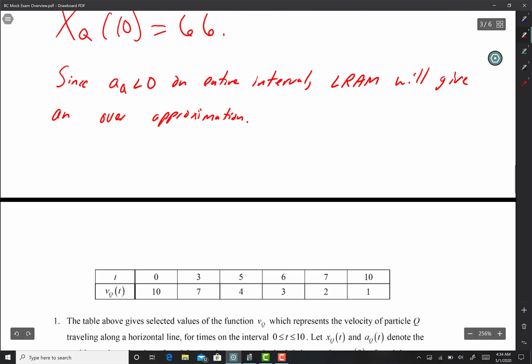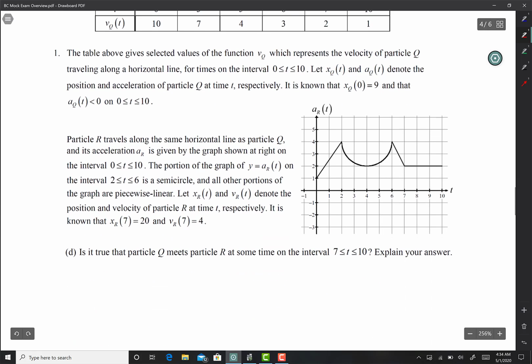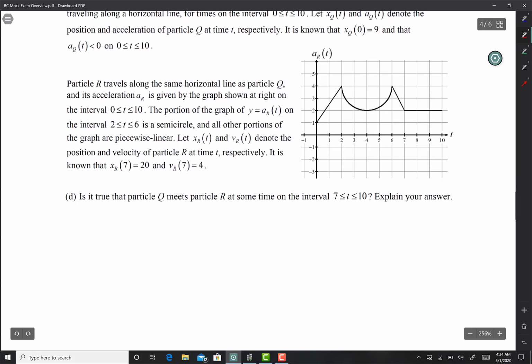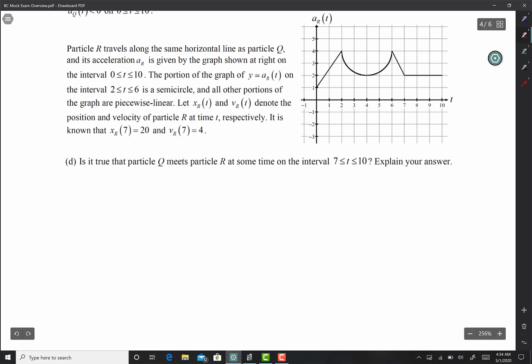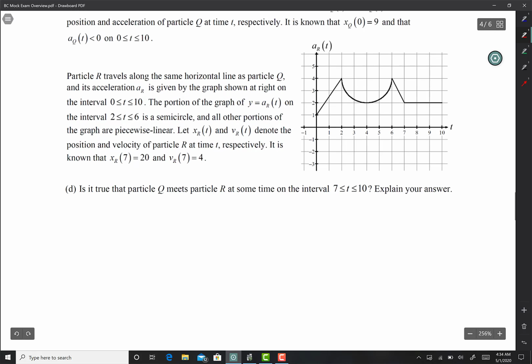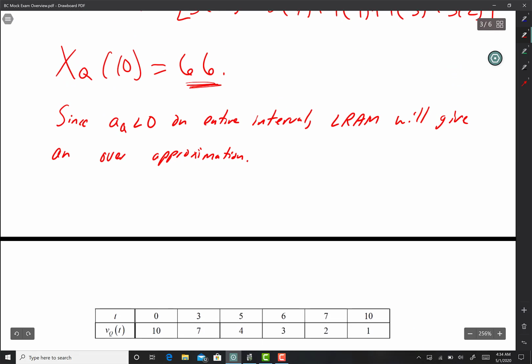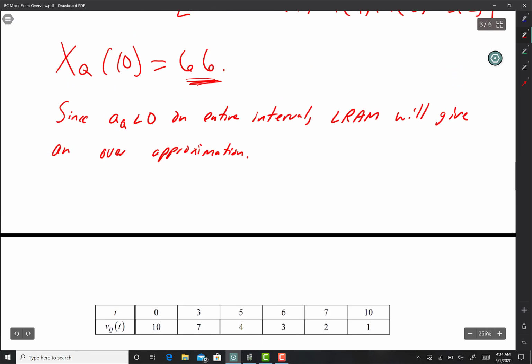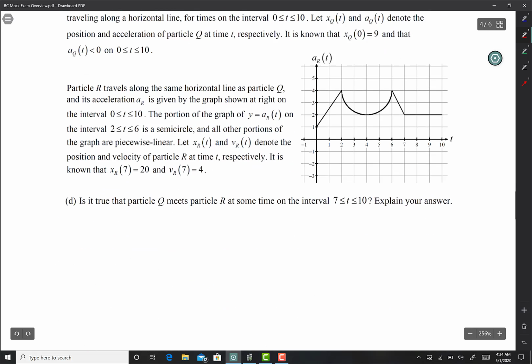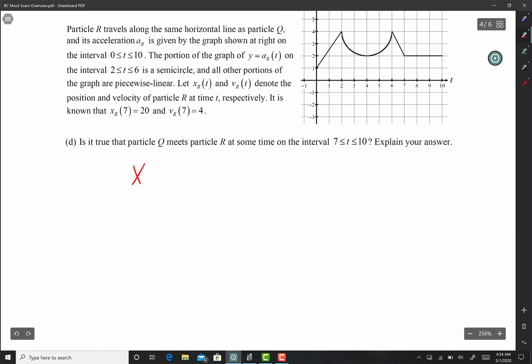All right, let's go to the next question. Let's see. Is it true that particle Q meets particle R at some time on the interval 7 to 10? Explain your answer. Okay, we already know that this is an over approximation. This is the biggest particle Q is going to be. So now we need to find the smallest particle Q is going to be. So particle Q, so I'm just going to write x of Q.